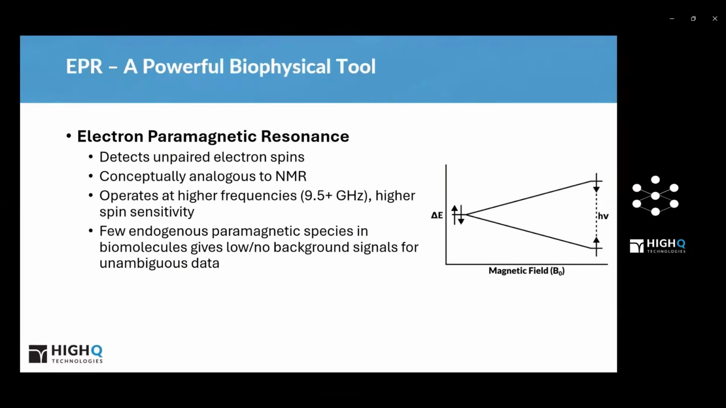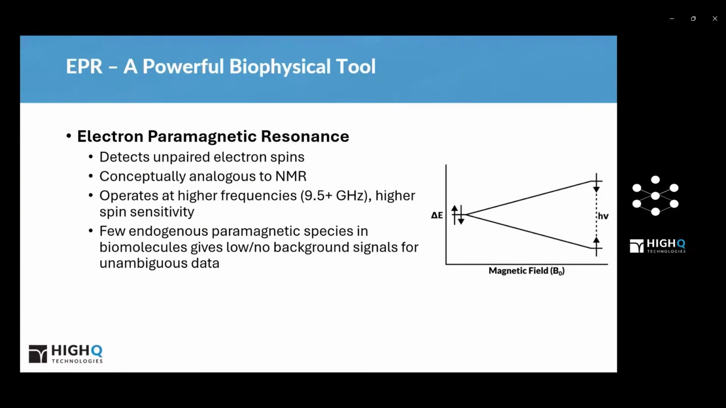To start, I'm going to give you a few slides on the background of EPR, on generally how it works at a very high level. EPR is electron paramagnetic resonance spectroscopy. If you've heard of electron spin resonance, ESR, it's the same thing. EPR detects unpaired electron spins, so you can think of it as conceptually analogous to NMR, which many more people are familiar with. In NMR you're detecting nuclear spins, while in EPR we're detecting unpaired electron spins. That gives a few distinct implications and differences from NMR.